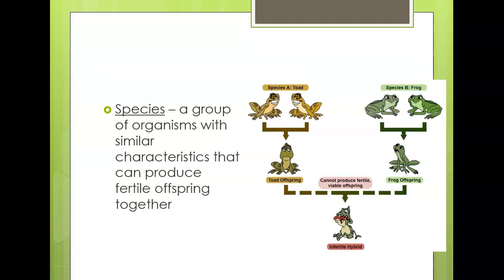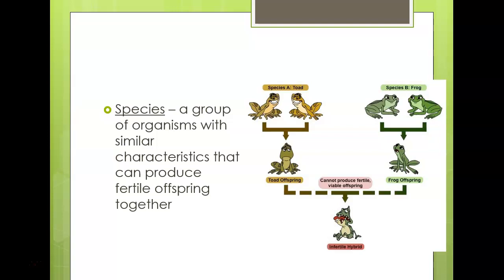So, for this we need to define species pretty thoroughly. Species are actually a little bit of a fuzzy term. It's not just based on all animals that look more or less the same. They have to have similar characteristics and be able to reproduce together and have offspring that can go on and have offspring of their own. They can't be like a dead end of making babies and then those babies not being able to have babies of their own. For example, like horses and donkeys.